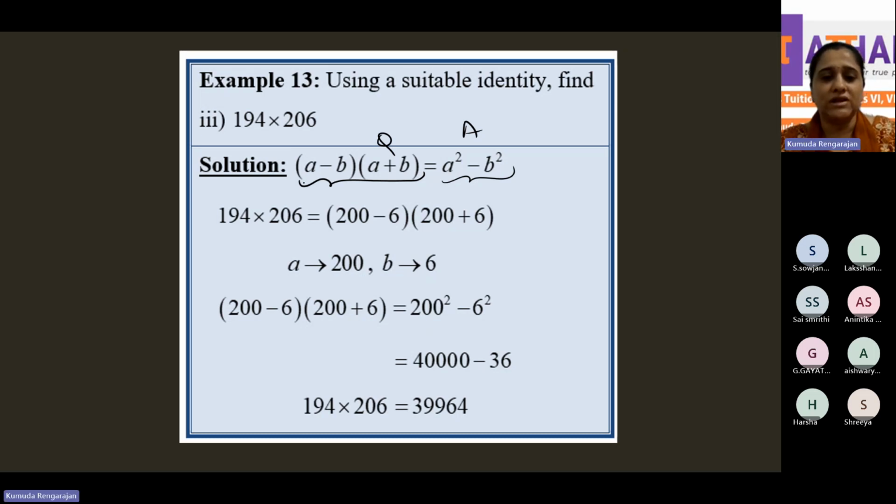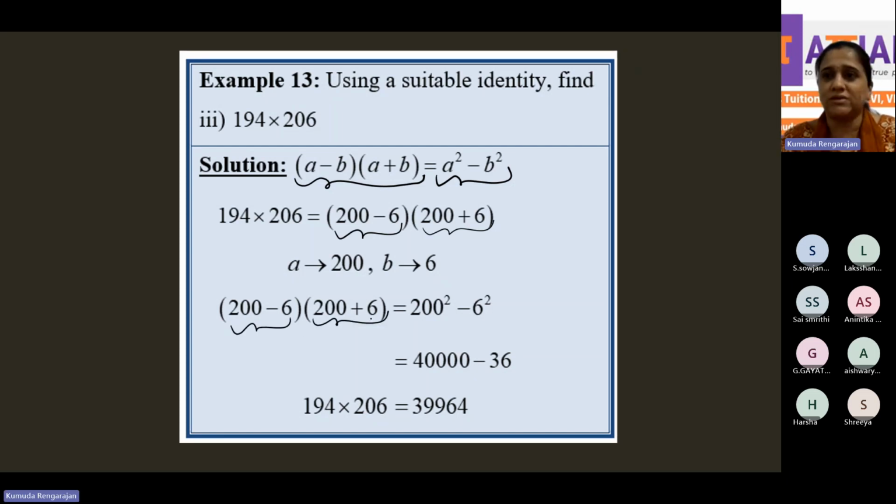So I have written the question on the left-hand side. Though this one does not directly look like A minus B into A plus B, we know that we are going to make it look like that. We are going to make the question look like this, for which this is the answer. So see here, we made it look like 200 minus 6 into 200 plus 6. A minus B into A plus B, the answer is A square minus B square, 200 square minus 6 square.